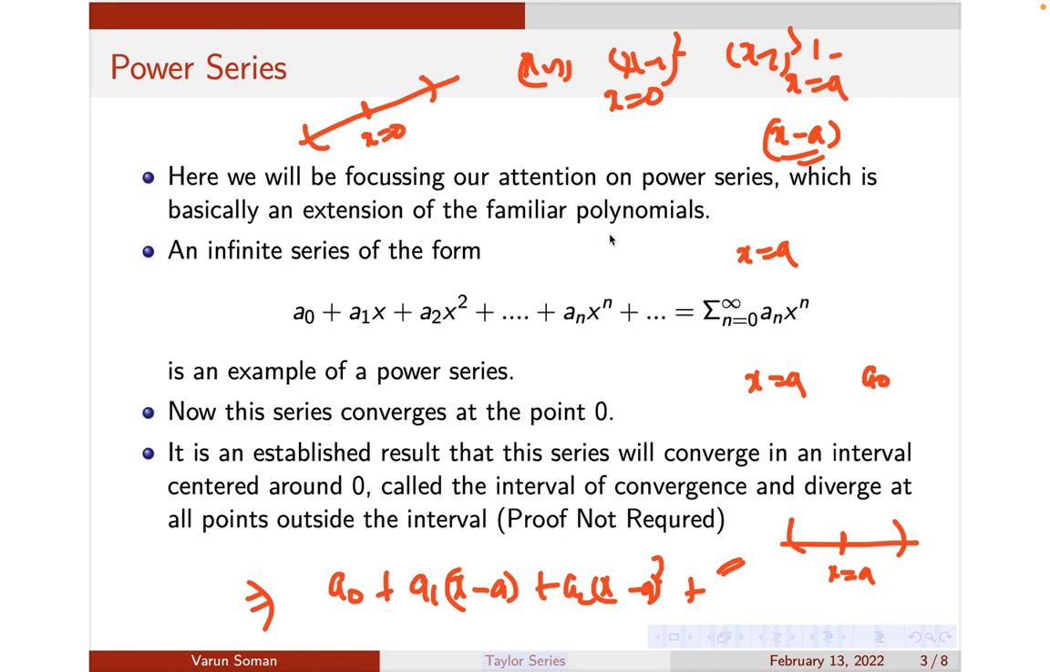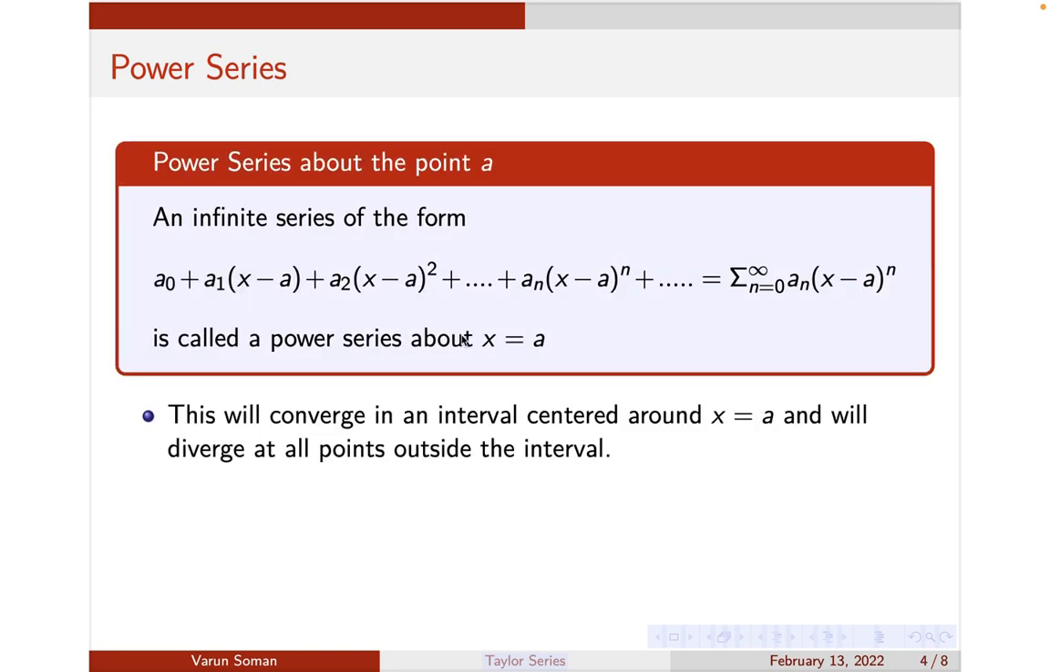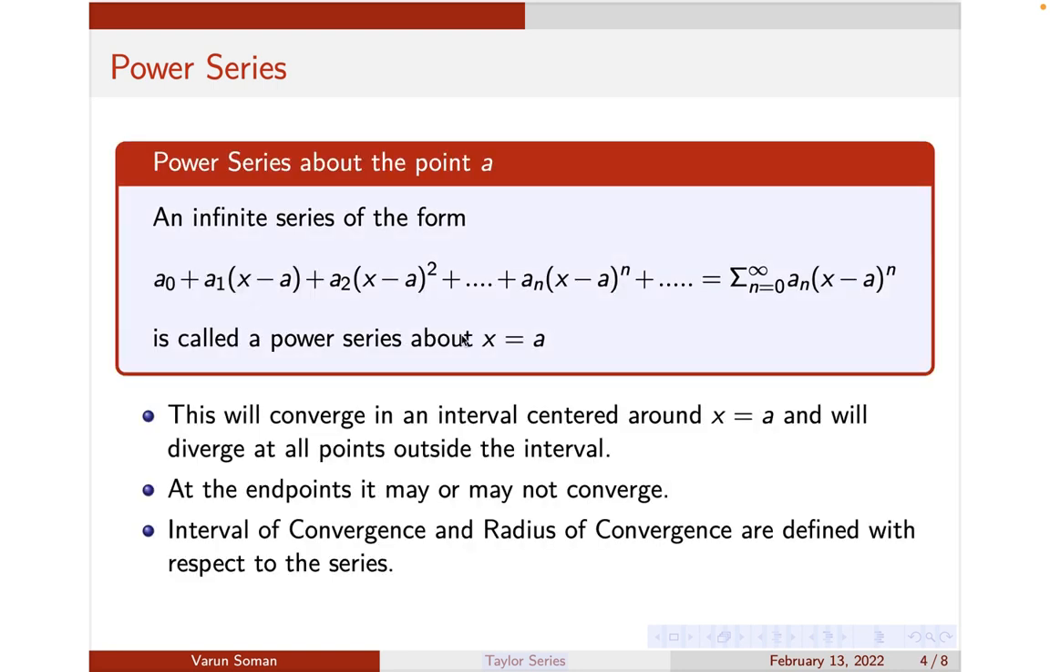Okay, if they are asking you to expand the function in powers of x is equal to 1, it means you have to expand to contain terms like x minus 1 the whole square, x minus 1 the whole cube plus etc. So this is the idea of power series. Okay, I hope it is clear. So this is the general form here. As I told you, at the endpoints it may or may not converge.